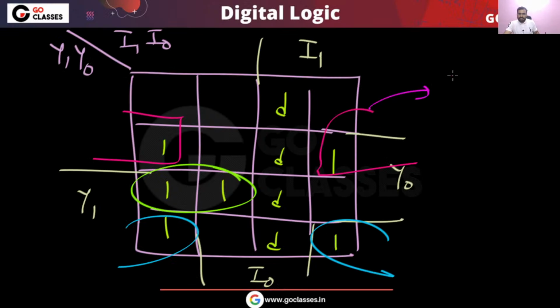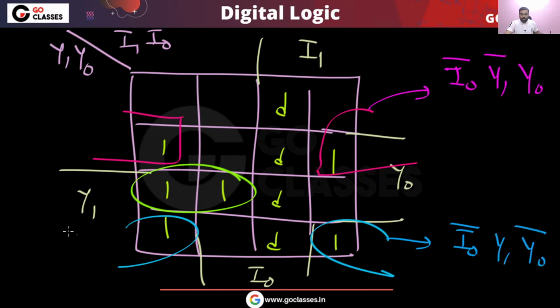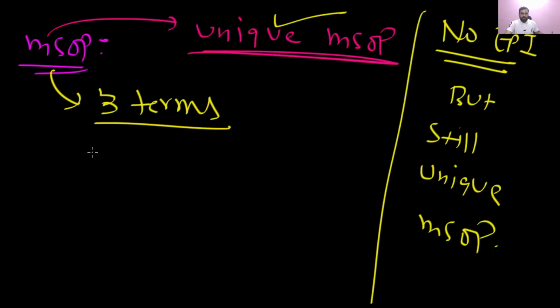What is this red term? You can notice this is in the area of I0 bar, this is in the area of Y1 bar, and this is in the area of Y0. And what is this one? This is in the area of I0 bar, Y1, and Y0 bar. And what is this green one? This is in the area of I1 bar, Y1, and Y0. So finally you will get the minimum SOP.